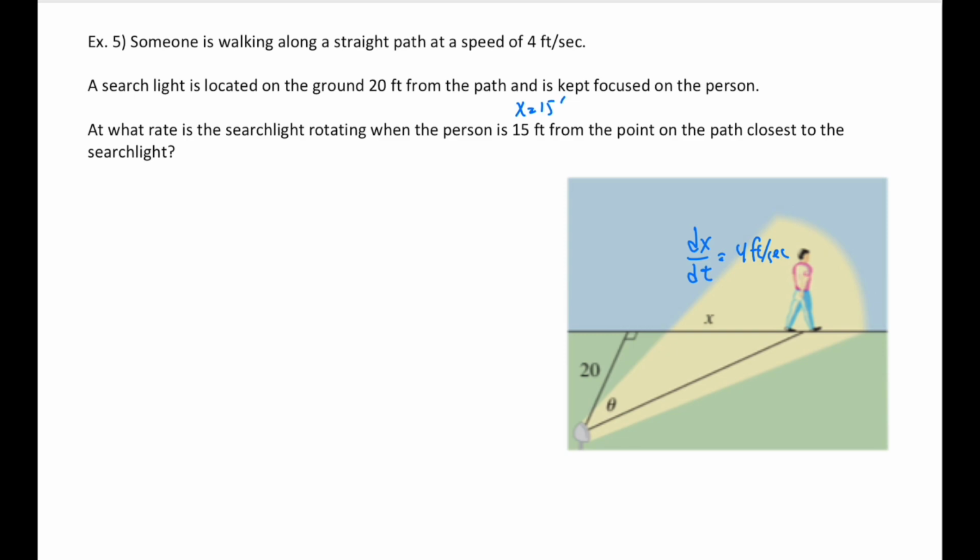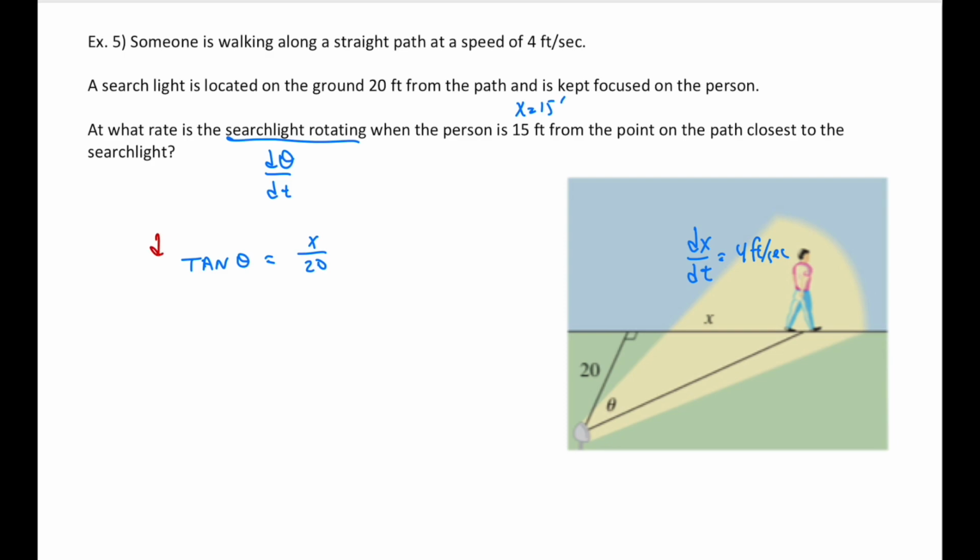I need something that's going to connect all three of those variables. I see I've got a right triangle. I've got an angle, and relative to that angle, we have the opposite side and the adjacent side. At what rate is the searchlight rotating? That's going to be d theta/dt: the change of the angle measure, in radians, of course, with respect to time. So I need something that's going to connect with the angle. Well, I've got the opposite side and the adjacent side. That's tangent. I can say tangent of theta is equal to x over 20.